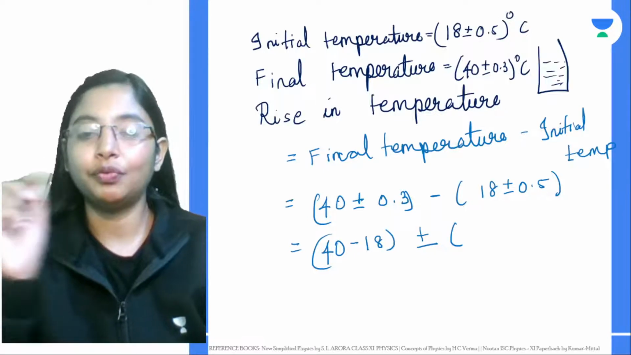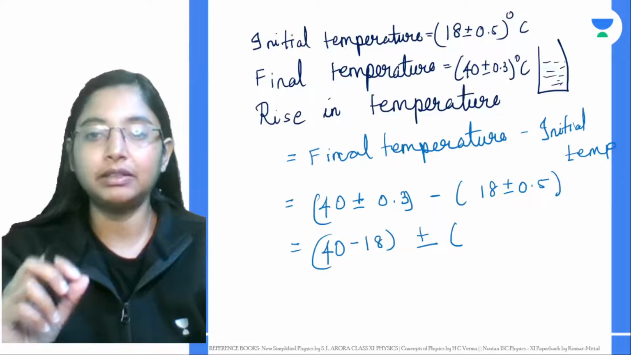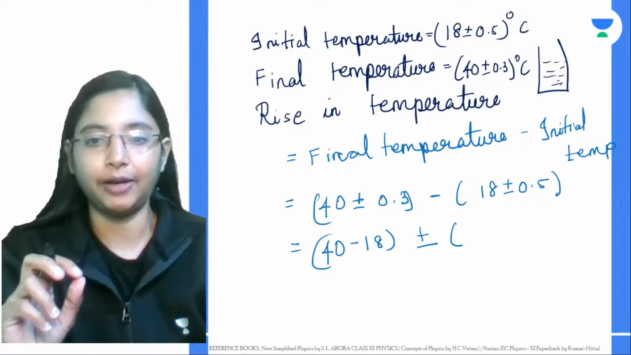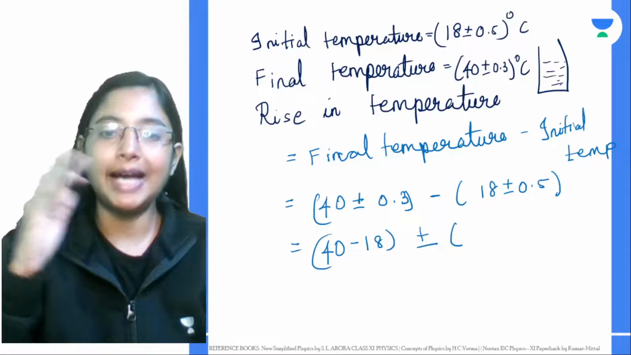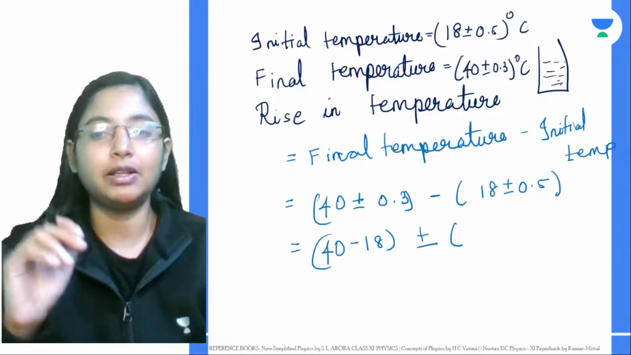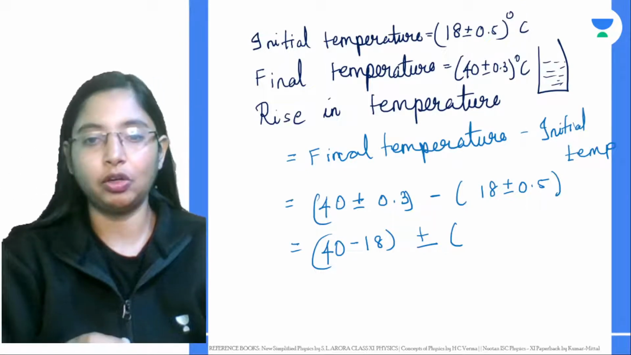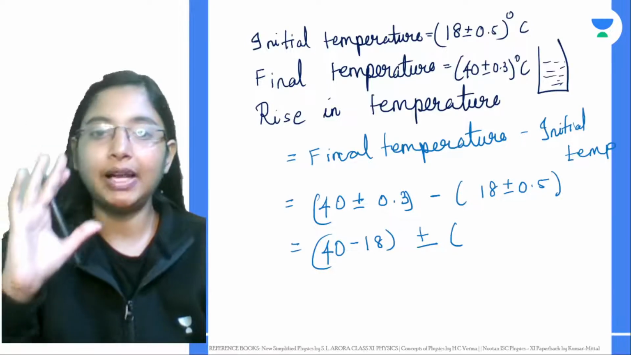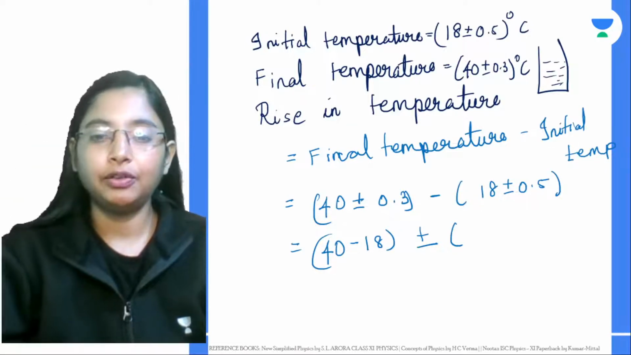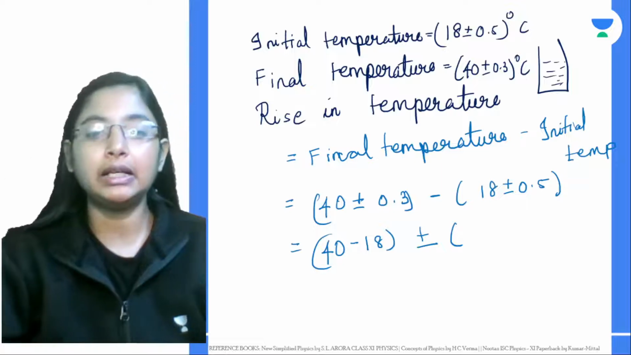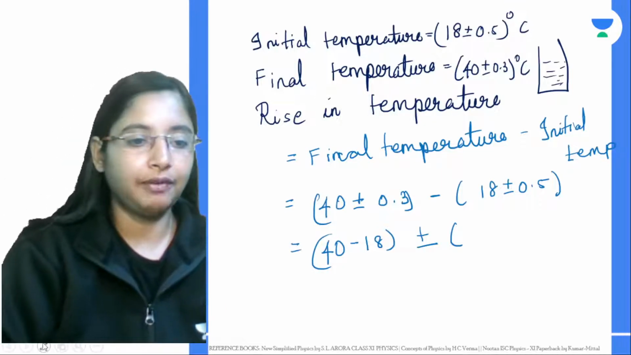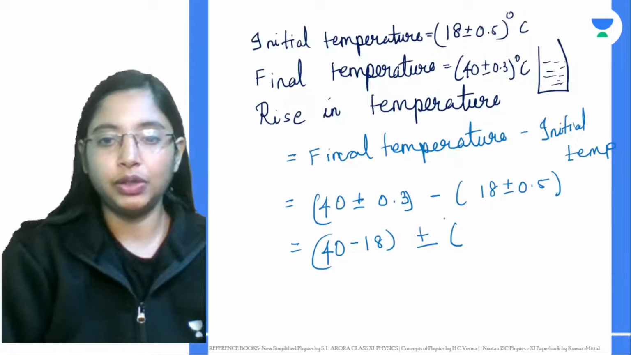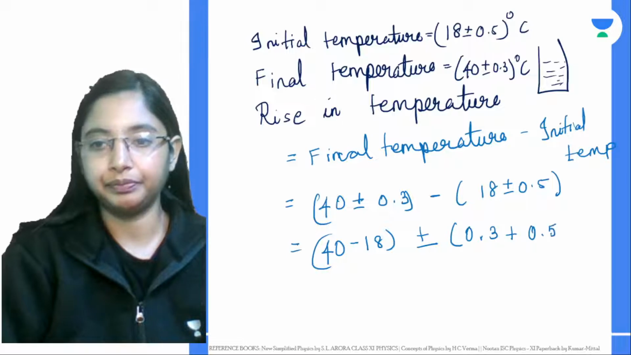But what do we want? If I do 0.3 minus 0.5, I get minus 0.2. The error value reduces. What we are trying to find is the maximum error this particular experiment can have. Then in that case, we have to add the values. So when you're doing subtraction, always remember the absolute error part, you have to add them.